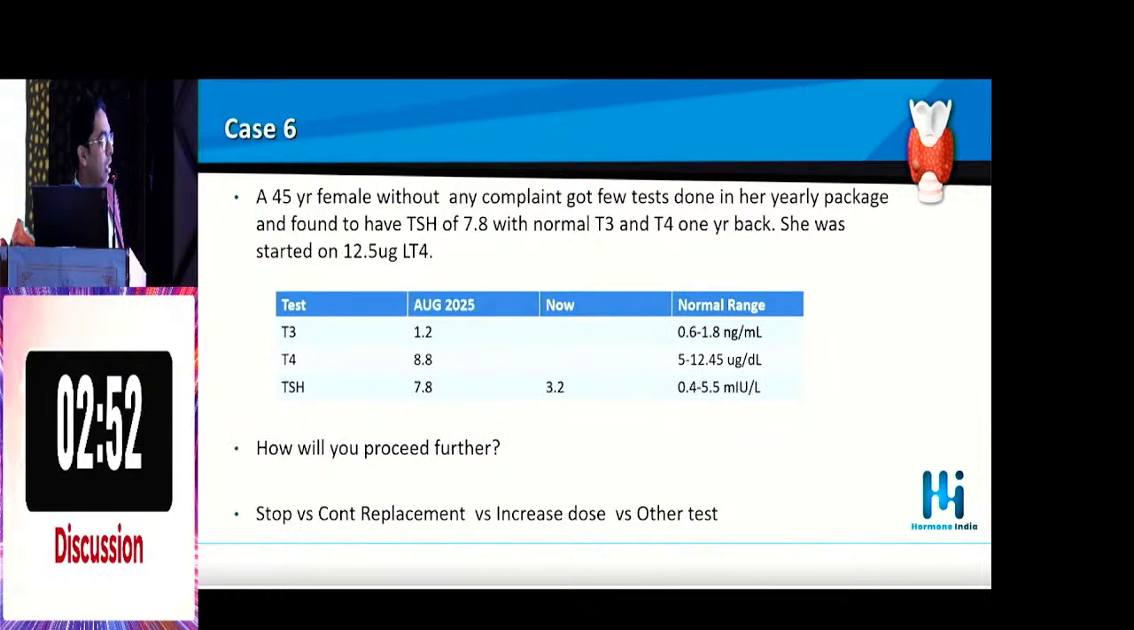Without any complaint, again got a few tests in the yearly package with a TSH of 7.8, and the patient 1 year back was started on 12.5. Now at 1 year, in 2026, the report says 3.2. So what do you want? Do you want to stop? Do you want to continue with this report? Do you want to increase the dose, say 25, 50, whatever, or do you want some other test?